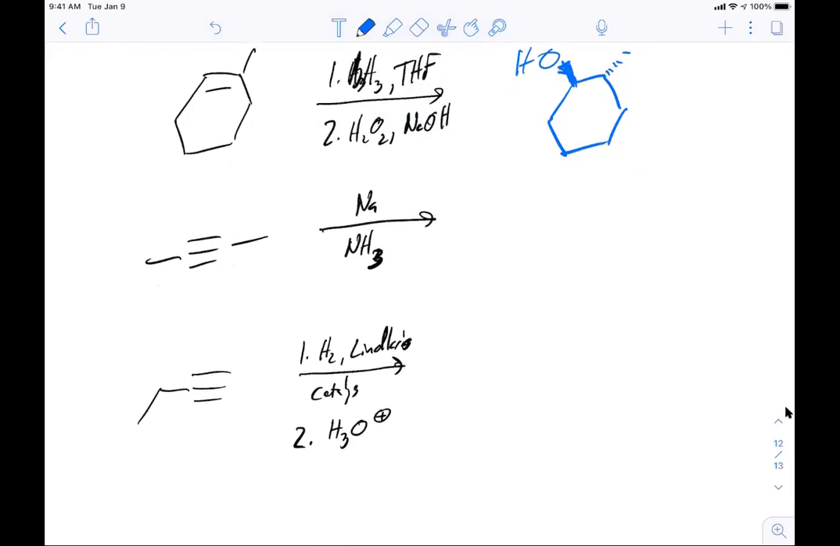The next one, we're doing an alkyne reacting with sodium and ammonia. So this is dissolving metal. Again, not sodium amide. There's sodium in ammonia. This is going to give us the trans alkene.